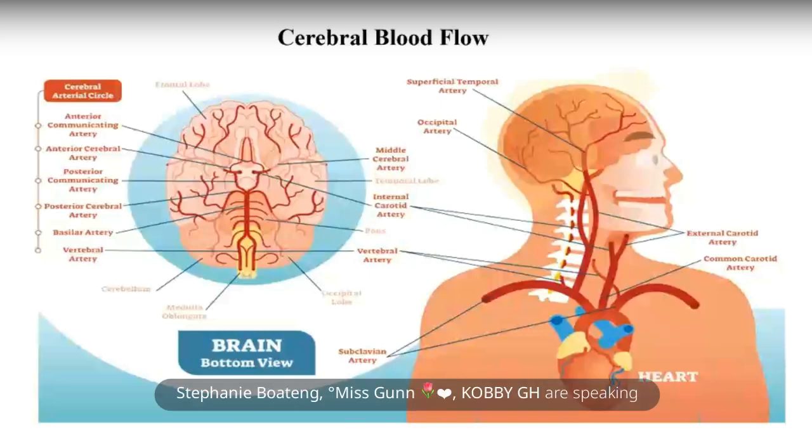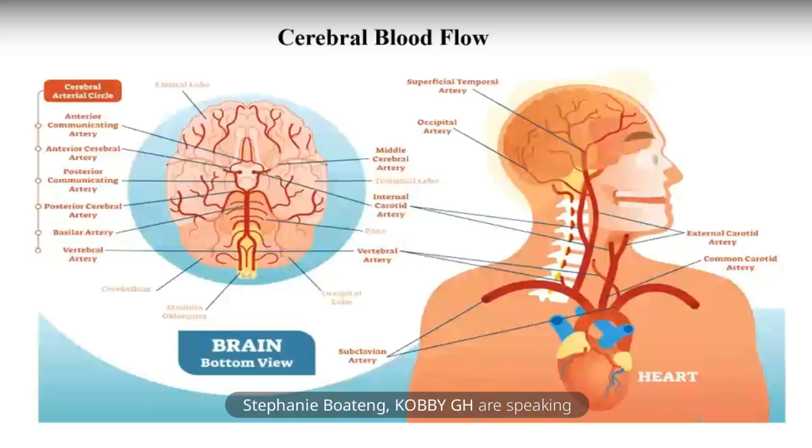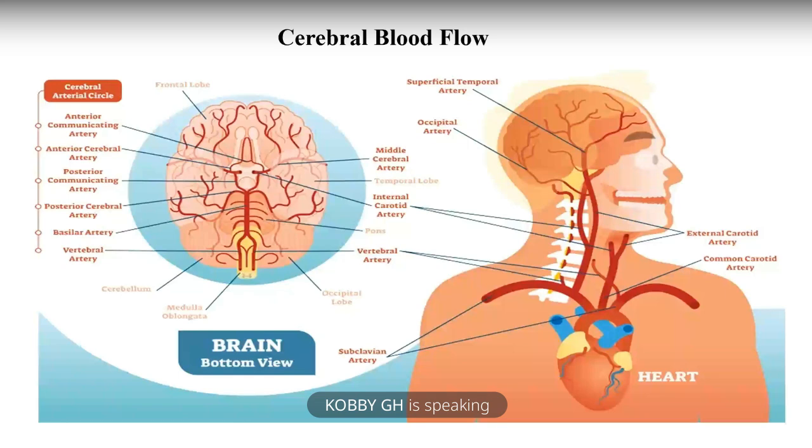We have the anterior communicating artery, we have the carotid artery, and we have the posterior. The anterior communicating artery is the same as the anterior cerebral artery. You can also call it the anterior communicating artery. It's the same as the anterior cerebral artery. Then we have the posterior communicating artery. You can also call it the posterior cerebral artery. Then we also have the carotid artery.